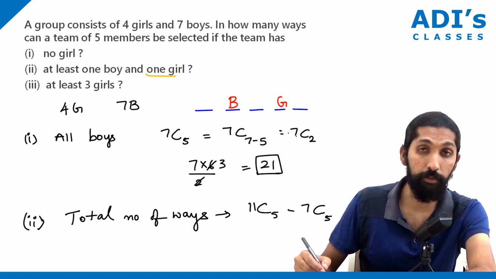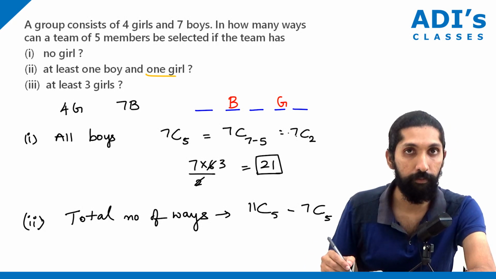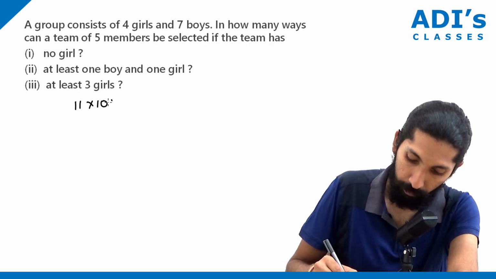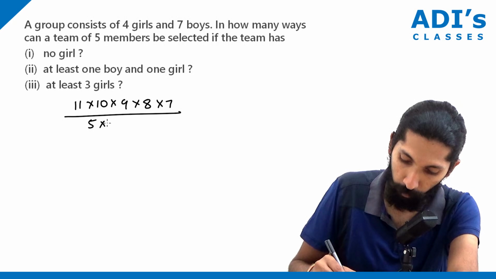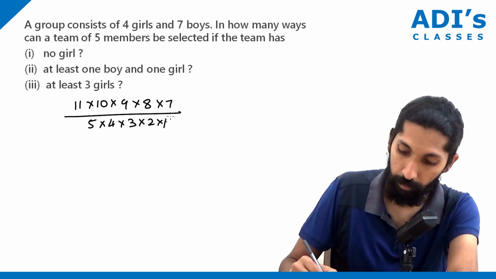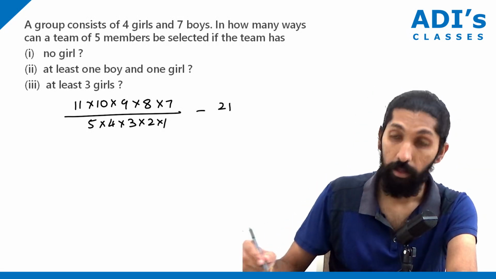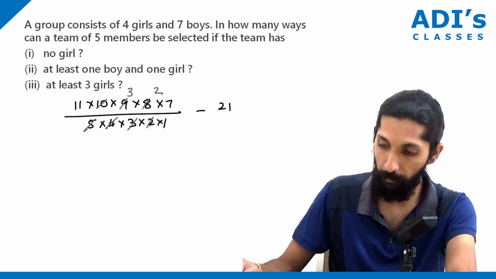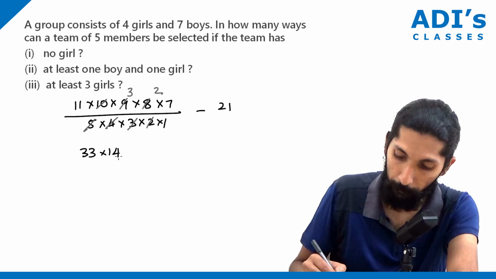You might be thinking, how 7C5? Look at the first one, all boys combination. So 11C5 minus 7C5. 11C5 would be 11 into 10 into 9 into 8 into 7 divided by 5 into 4 into 3 into 2 into 1, minus 7C5, which is 21. We have already done that before, correct? Now we'll divide this. 5 into 2 is 10. Then we have 4 twice, 3 three times, right? So 33 into 14 minus 21.